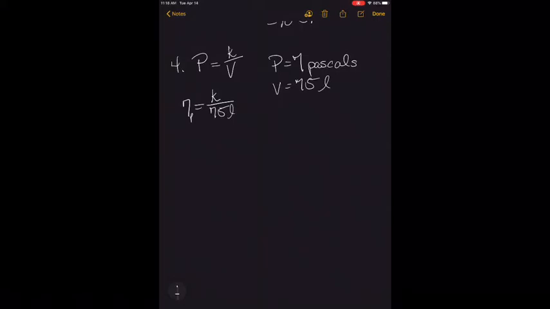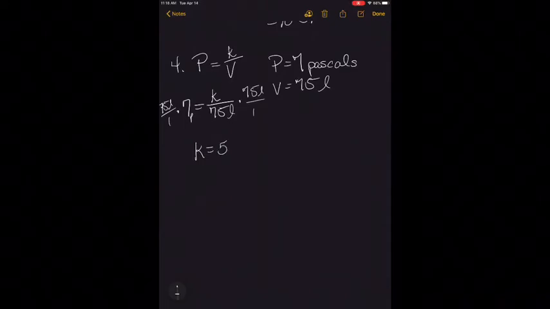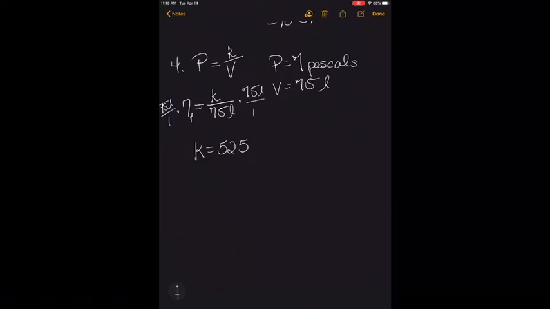All right, just put pascals and liters there. So how do we get the K by itself? Well, we have to multiply both sides by 75 over 1. Okay, so K equals 525.